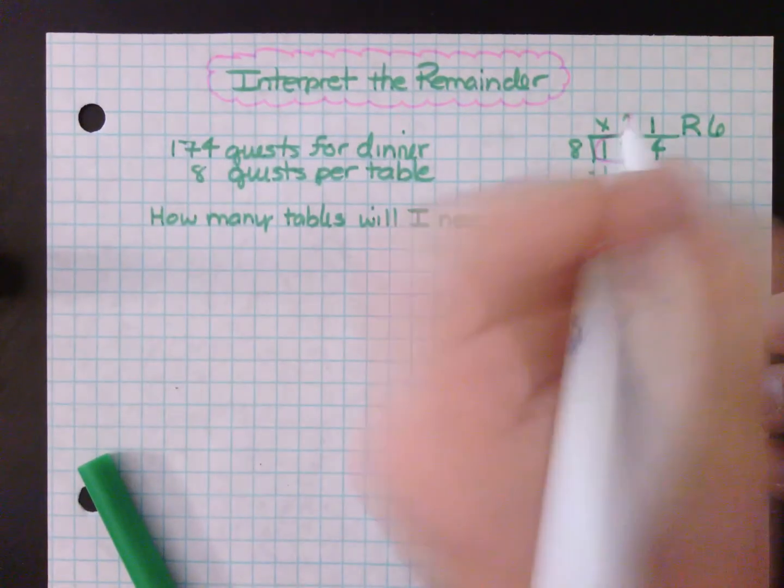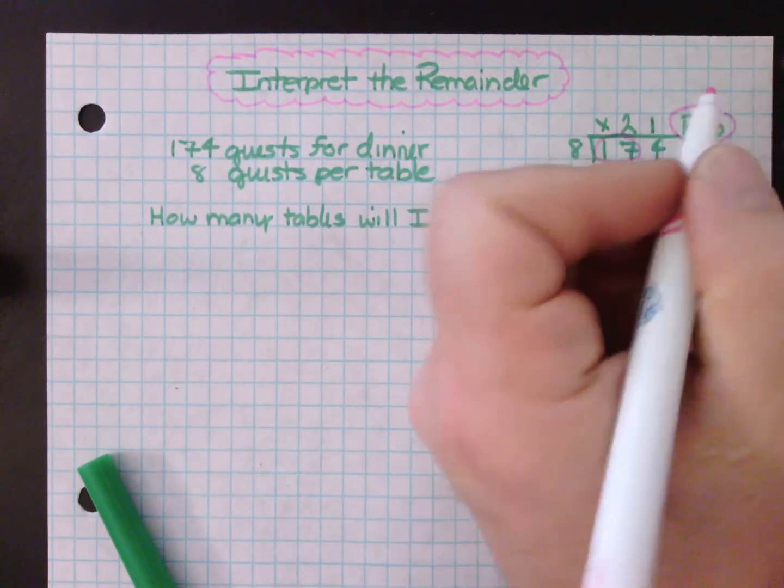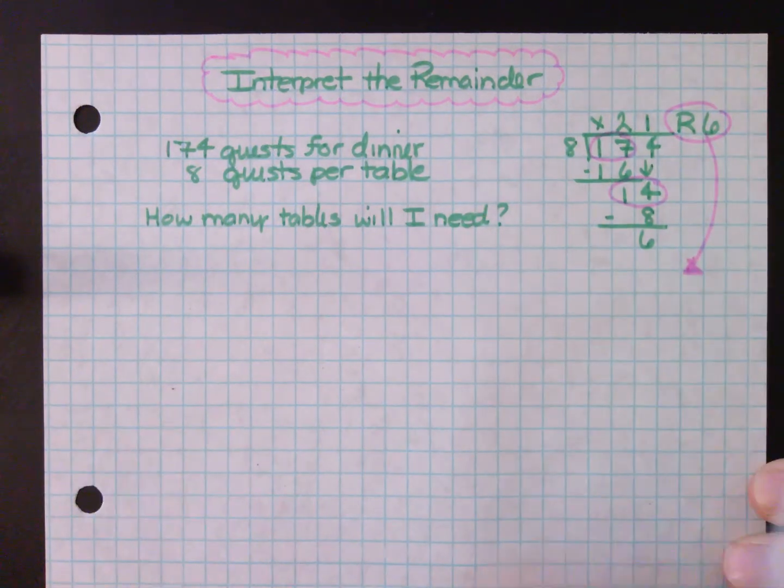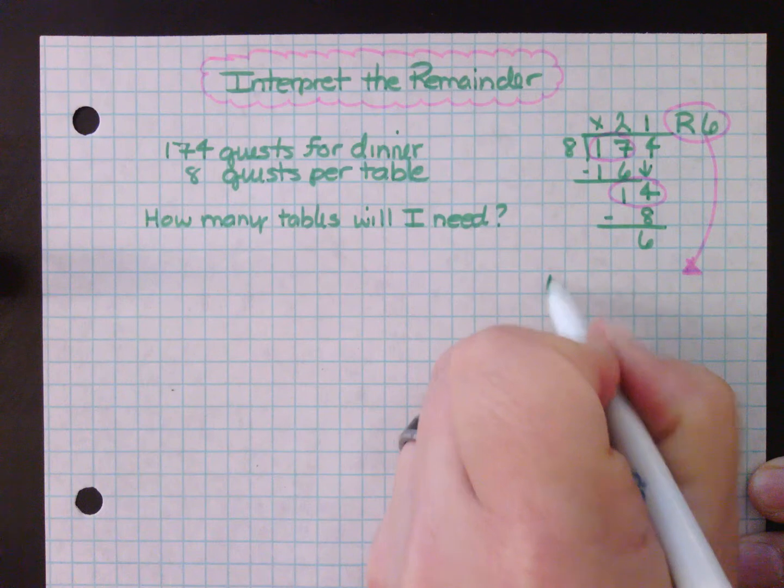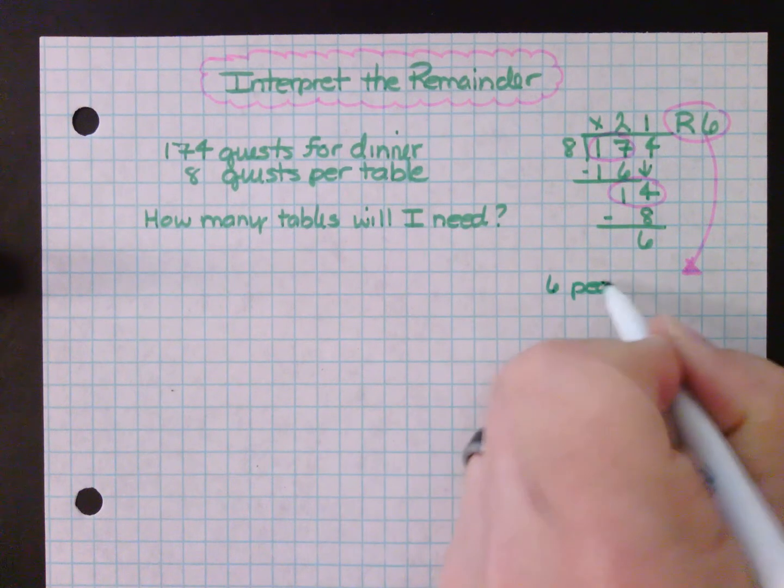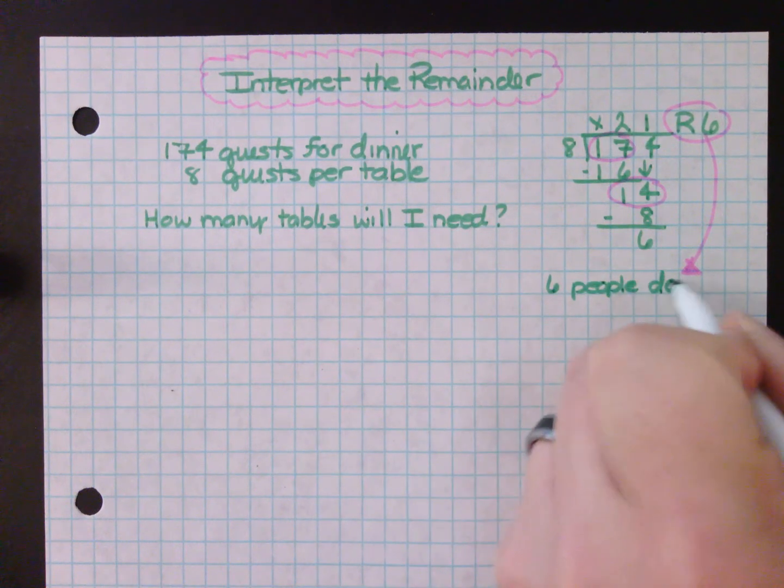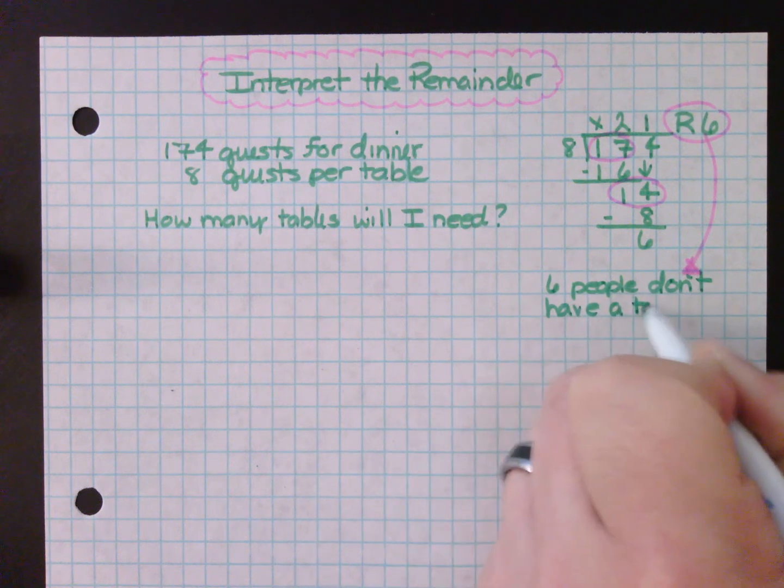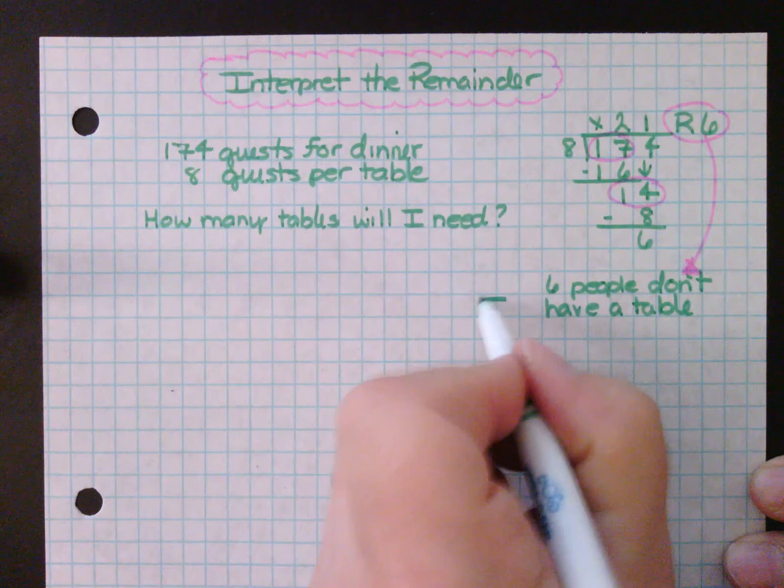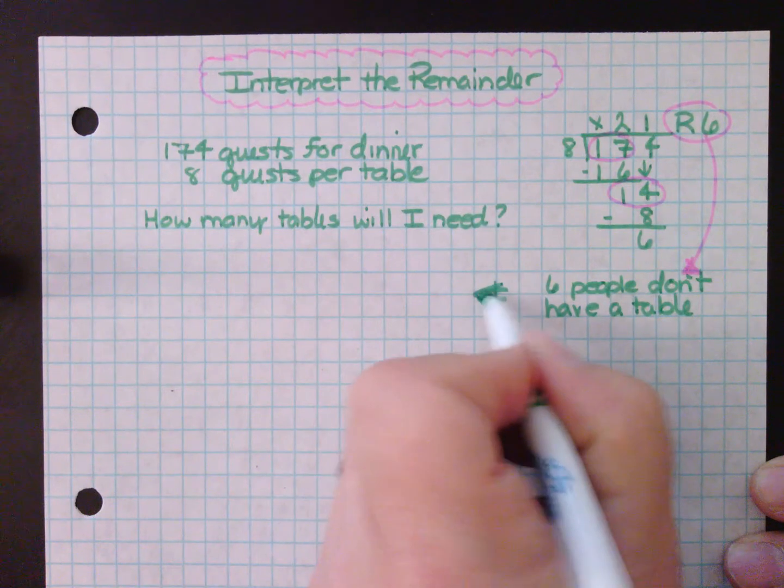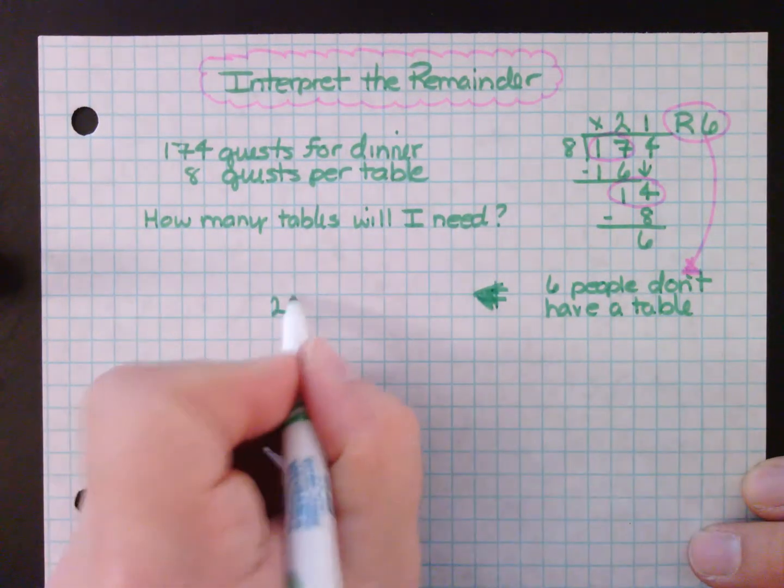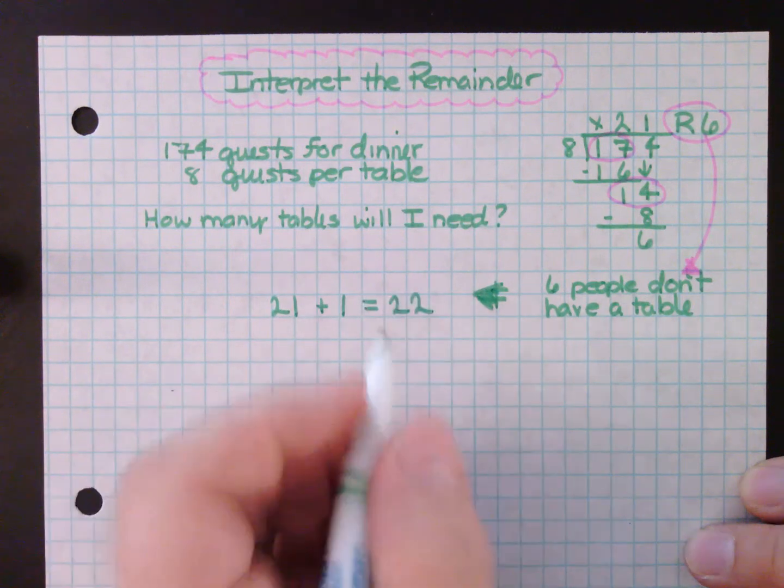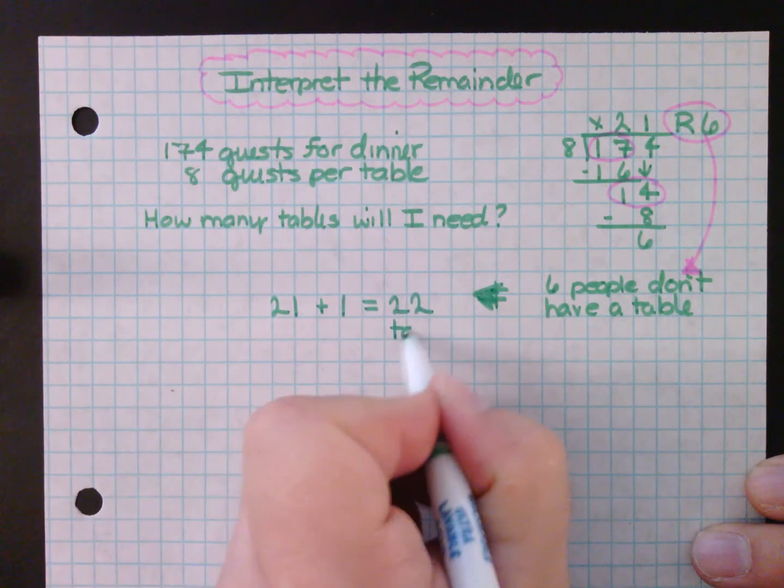So what does that mean? This means that 6 people don't have a table. So in this case, I will need to add 1 table to 22 to accommodate all the guests.